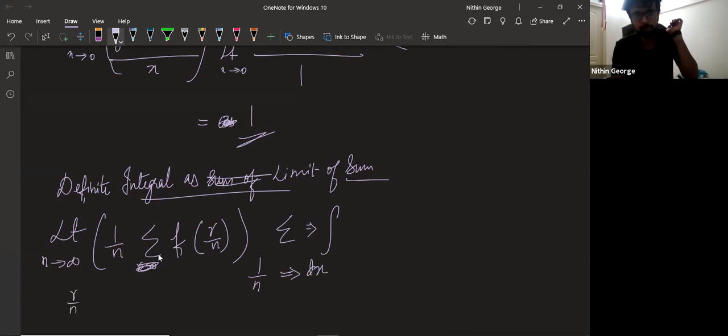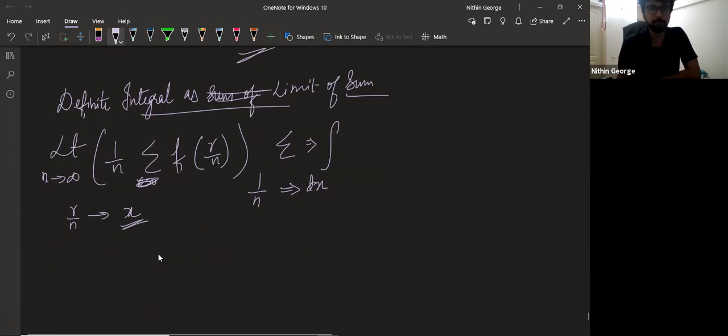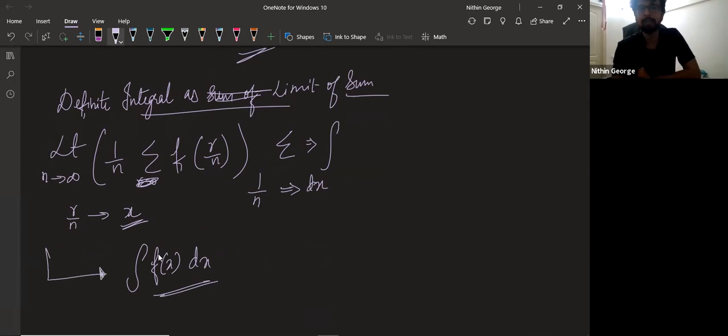So this is basically referring to dx. r is a value that moves between 0 to n or whatever. So r by n is your variable x. r moves from whatever value to whatever value, so r by n becomes your variable x here. Once you apply these things, what does this become? Limit n tends to infinity gone. 1 by n is dx. This f of x comes here.